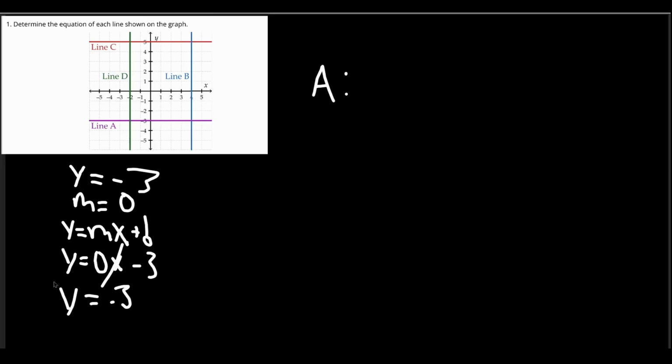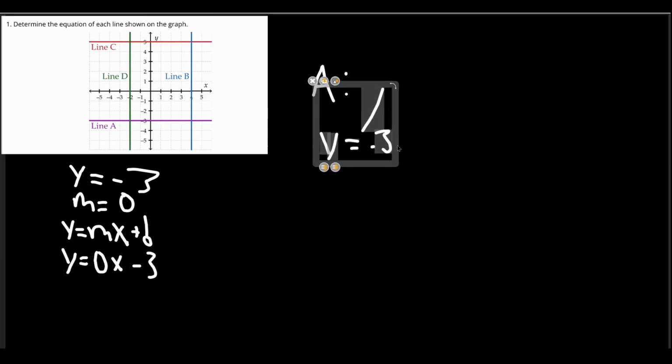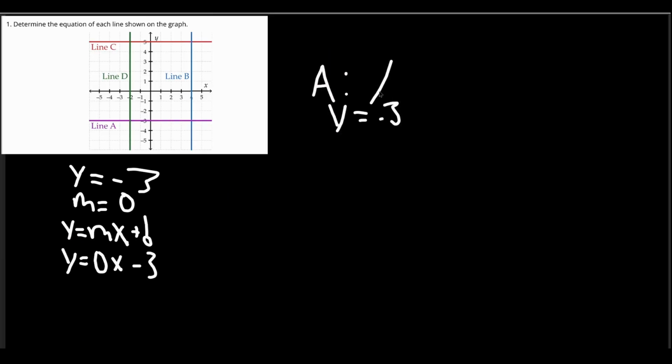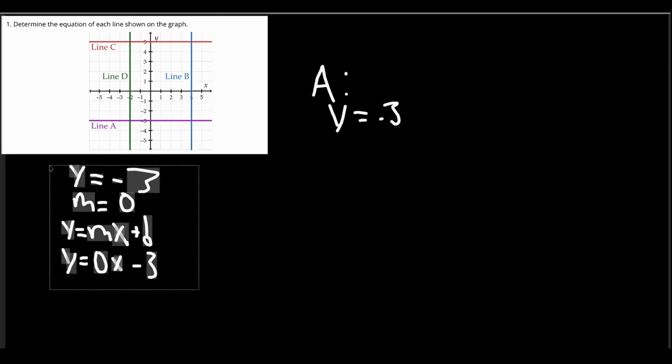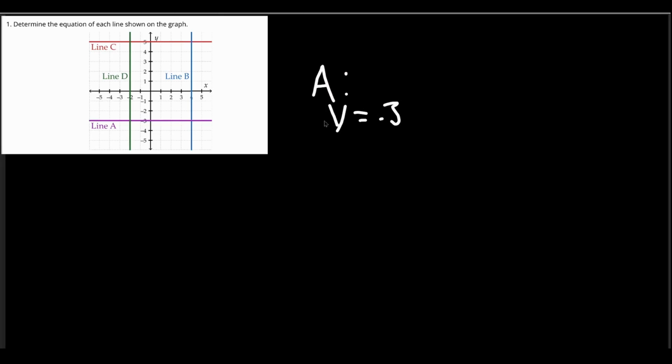So yeah, I'll just move this over here. I could just delete that. Okay, nice. Oh wait, not there, but over here. Okay, so now we can move on to line B, and line B is a vertical line.